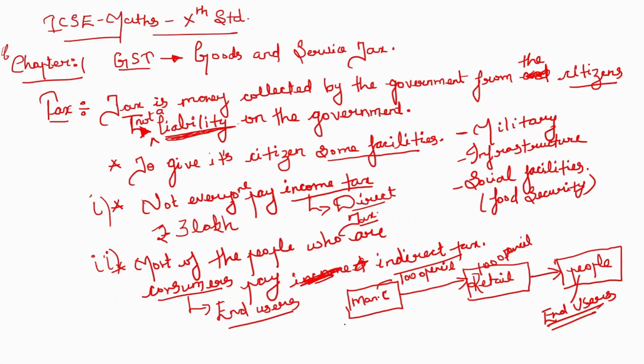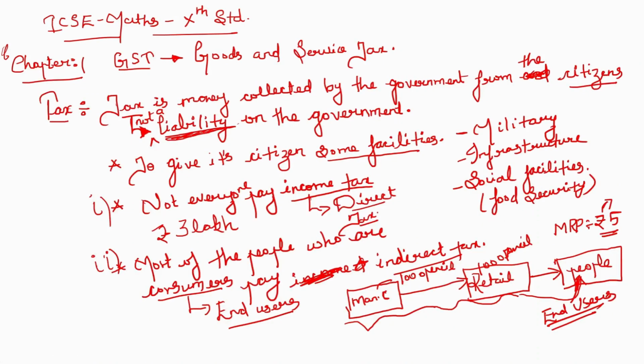Whatever direct or indirect taxes are involved in the production, transportation, or some other things, finally it is paid by the end users. For example, if you look at the MRP of a pencil, one pencil is, let's say, rupees 5. In this rupees 5, the retailer has included the production cost also. He has included his profit, and he also has included the taxes that he has paid. So at last, these indirect taxes are paid by the end user, that is the customer, that is the people in this case.